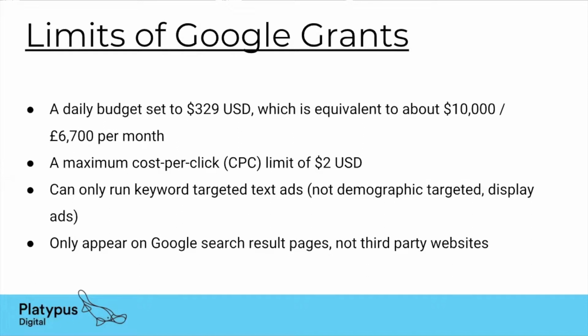There are limits to the Google Grants program. It's not exactly a fully fledged AdWords account. The daily budget is set to 329 US dollars, the equivalent of about $10,000 or £6,700 at the time of recording every month. So you can't spend an infinite budget, although obviously that's a really high advertising budget for most charities.